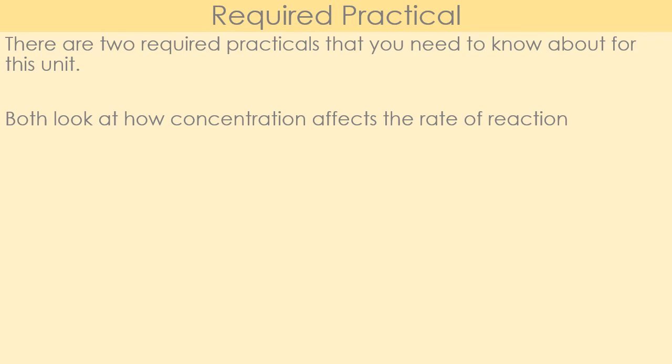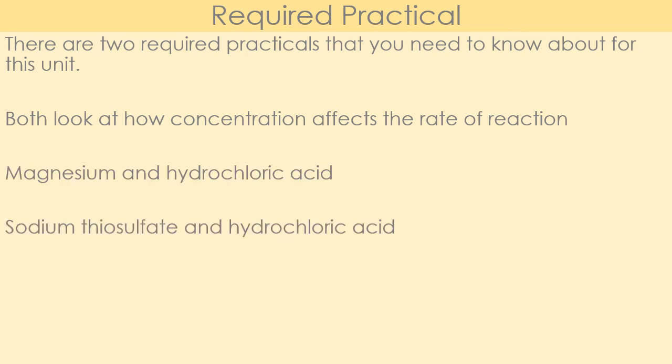Our final part of this video, we will look at the two required practicals we need to know about. Both of them look at how concentration affects the rate of reaction. We've got one with magnesium and hydrochloric acid, and one with sodium thiosulfate and hydrochloric acid. This one with magnesium and hydrochloric acid, they may try and trick you and put in another one and give it a different metal and a different acid, but the process is exactly the same. The sodium thiosulfate and hydrochloric acid, they will keep the same.